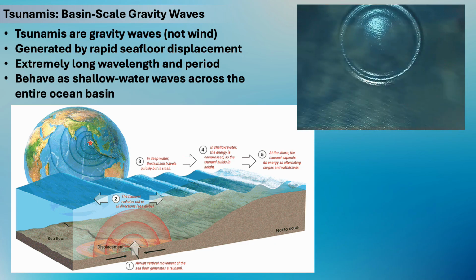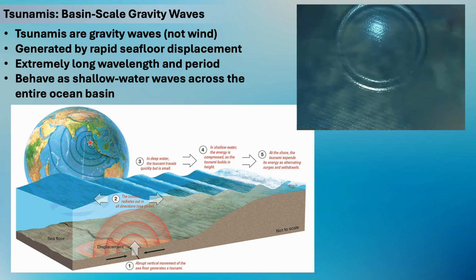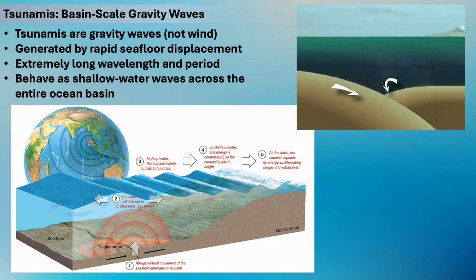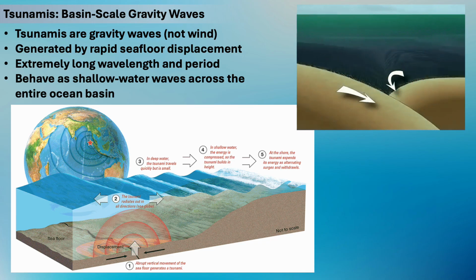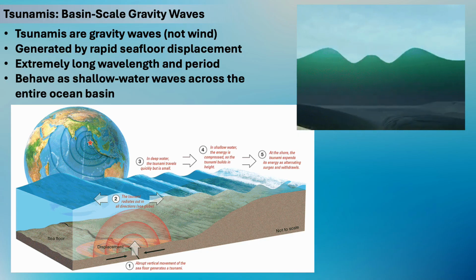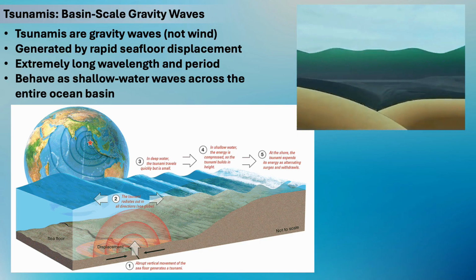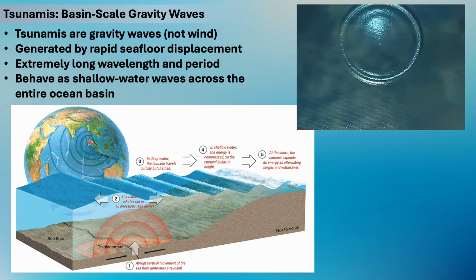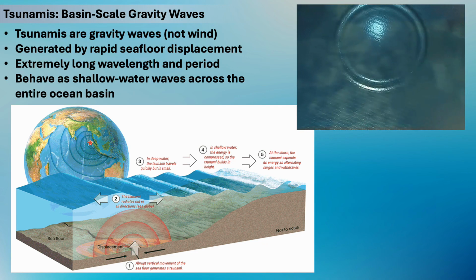This reinforces a core idea we introduced earlier. Wave energy does not necessarily correspond to visible wave height. In the case of tsunamis, the energy is distributed across an enormous horizontal distance, producing a low amplitude but highly coherent wave.